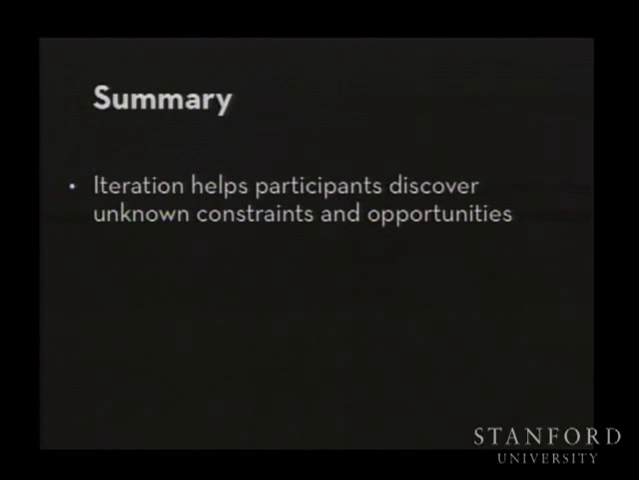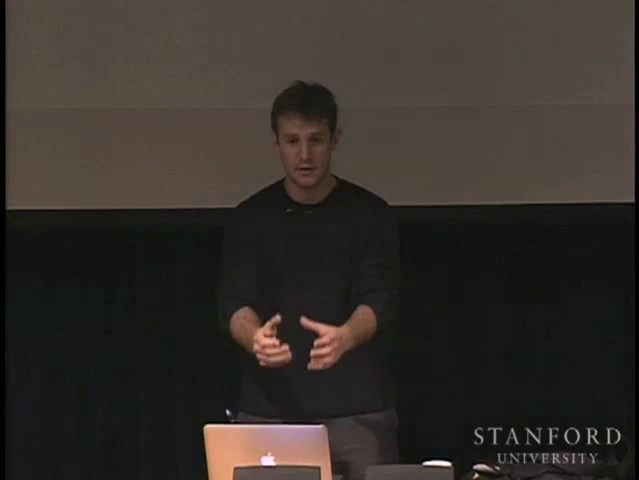So to summarize what we've talked about so far, iteration helps designers discover what variables and constraints are in play and how best to manipulate them. Iteration, so for example, in the egg drop study, helped the participants realize that after you drop the design, it's going to fall to the side, and so you need to account for that, and so on.